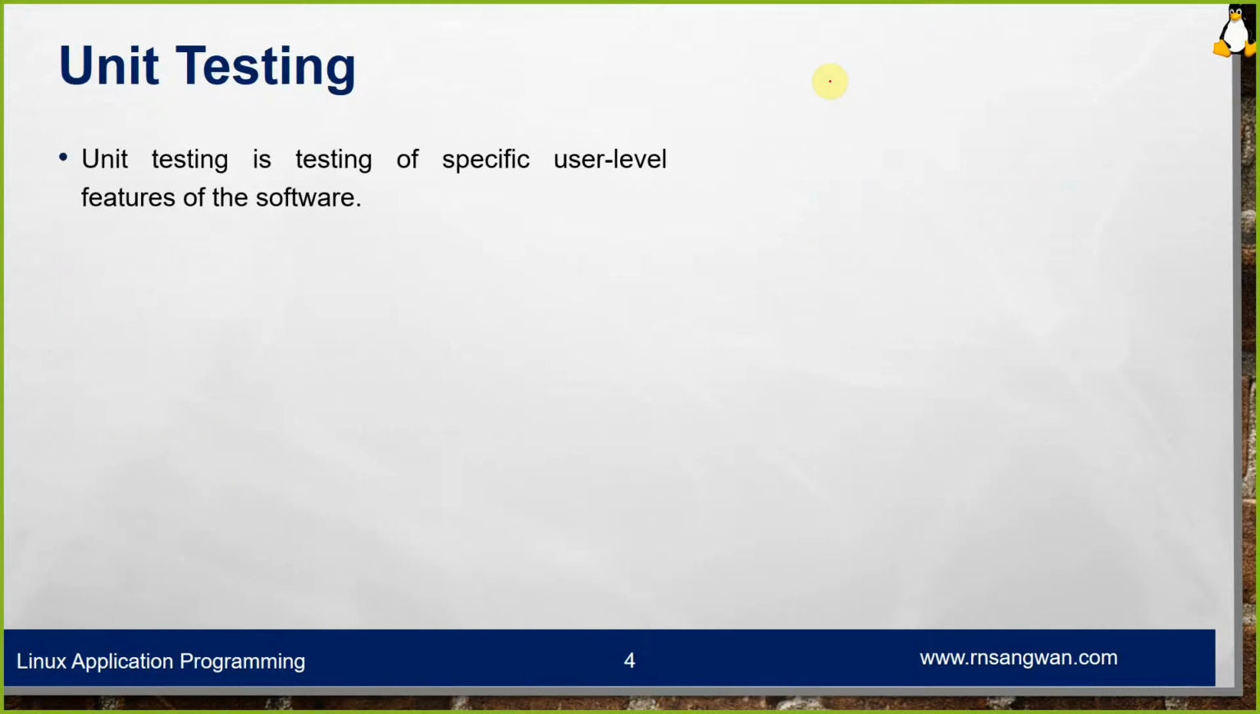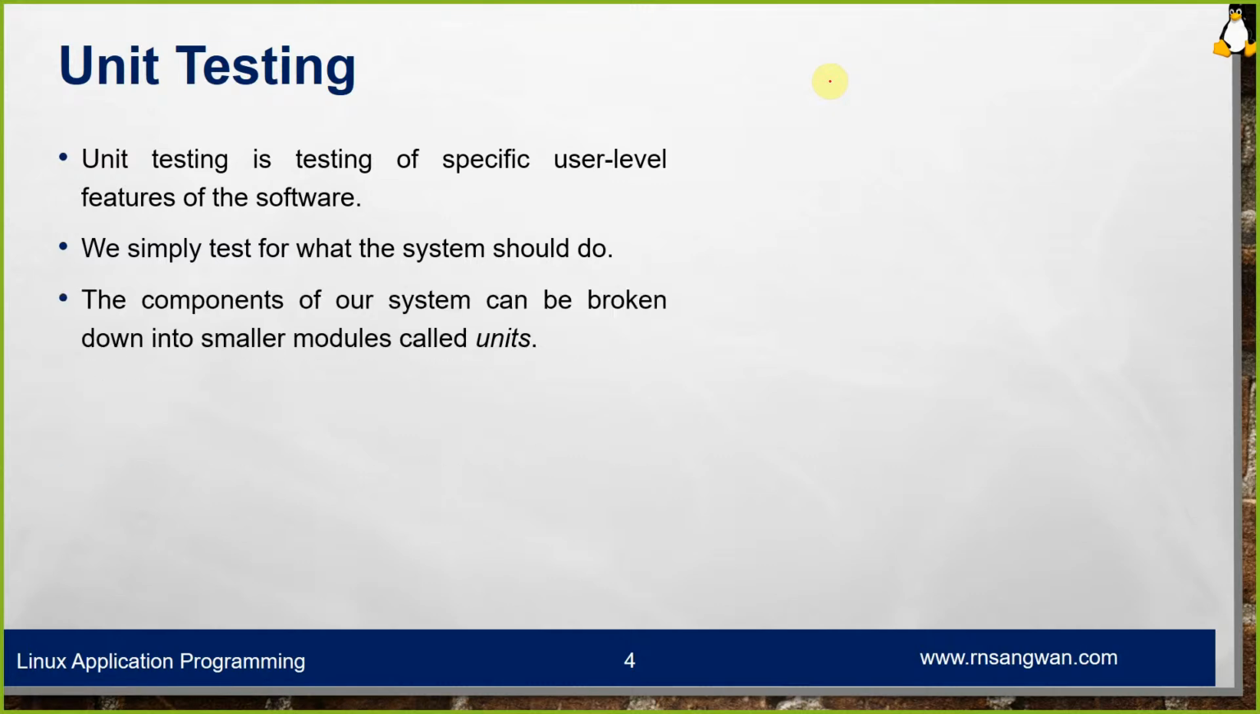Unit testing. Unit testing is testing of specific user level features of the software. We simply test for what the system would do. The components of our system can be broken down into smaller modules called units.